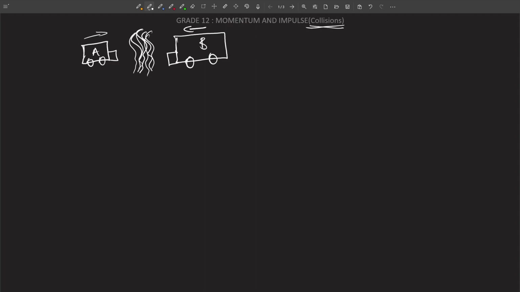So when these two trucks collide, they exert forces on each other. This truck A exerts this force, which is a force on A by B. This is a force exerted on this smaller truck by B, and then this one is a force on B by A.